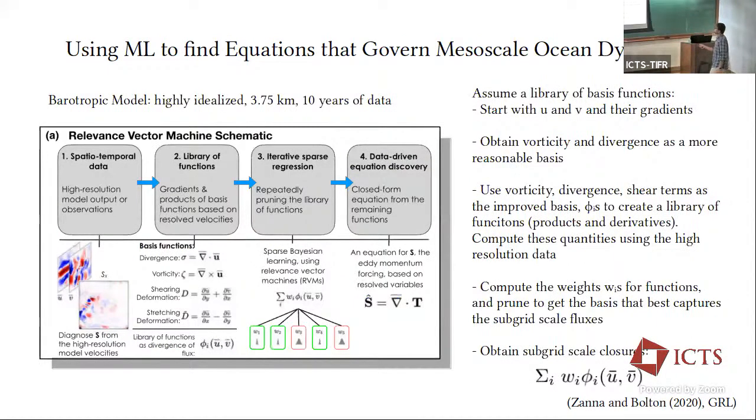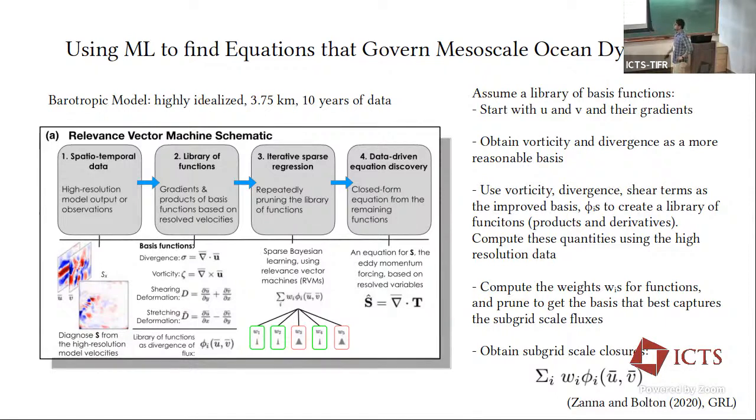So here's what they do. They have two models, one barotropic idealized model and one baroclinic model, integrated at a super high resolution so that it resolves a lot of the scales you want to parameterize, or that are generally parameterized. So that forms the first step of the process: generate high resolution data that you can test your model on.